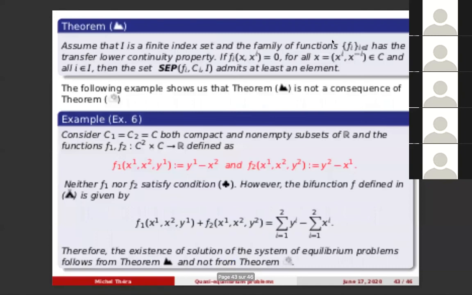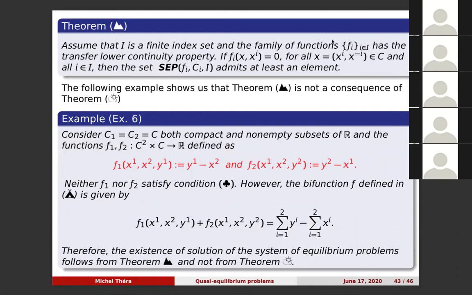And we have a final theorem: if you assume that I is a finite index set and the family of functions fi has the transfer lower continuity property, and if fi of x and x equals 0 for every x, and fi of x, y for y in I, then the SEP of Fi, Ci admits a solution. So it's an existence theorem for the problem SEP.